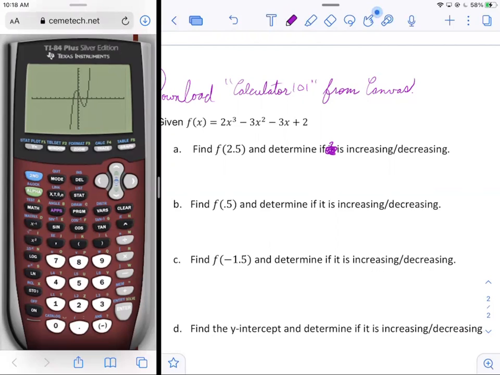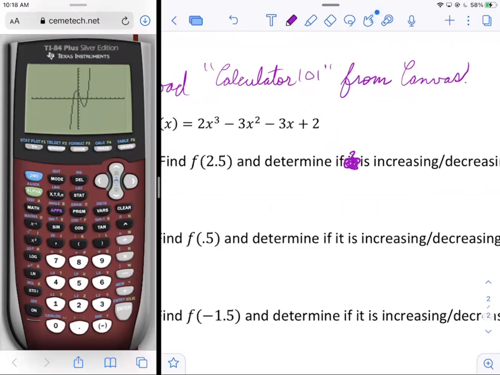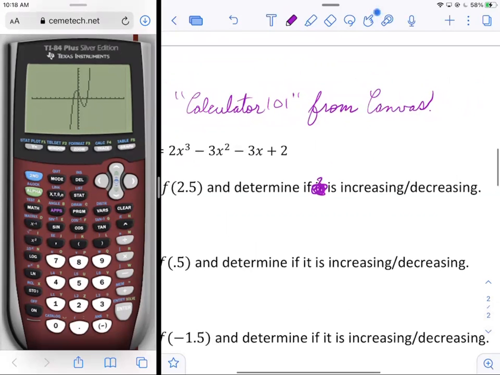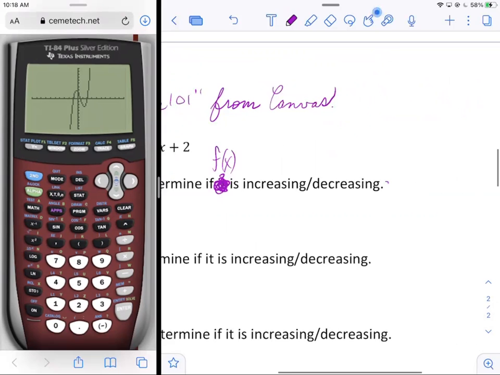But what can be increasing or decreasing at that point? The entire function. Okay, so this is what I would say. Find f of 2.5 and determine if f or f of x is increasing or decreasing, and then I would say at that point or at x equals 2.5.